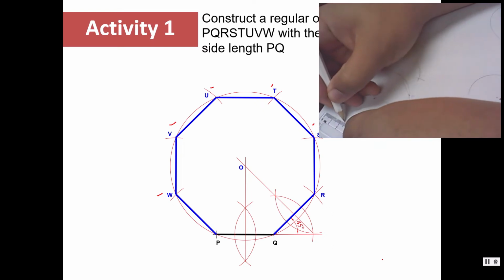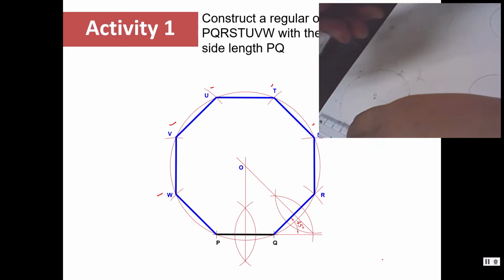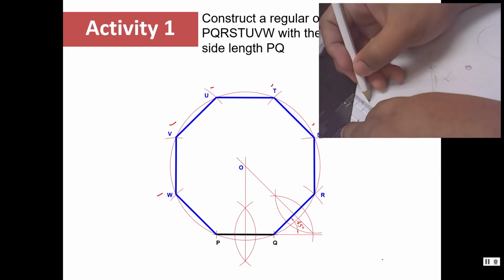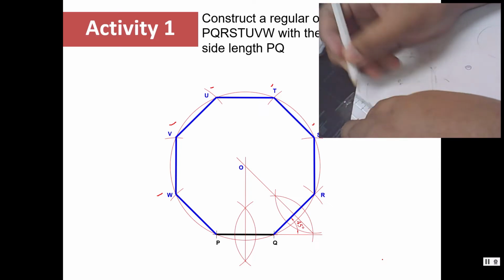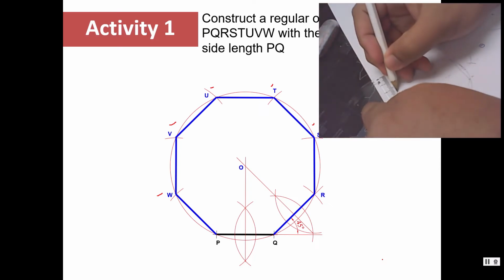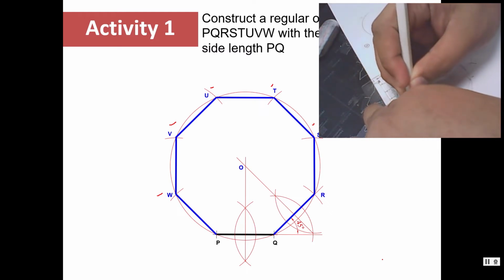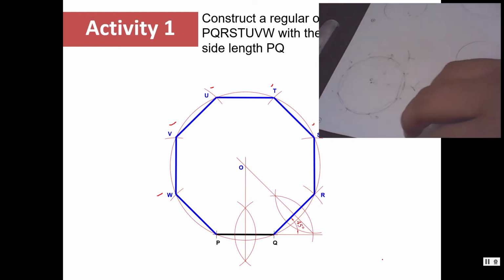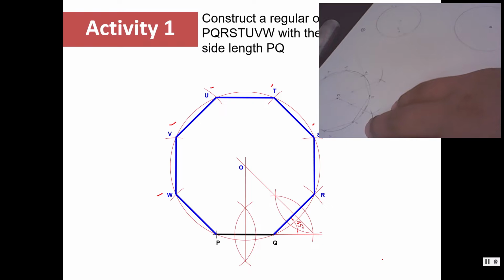It's really important for you to measure it correctly, otherwise the shape is not going to be perfect. Okay, something like that. So at the end, you're going to get an octagon as the first activity.